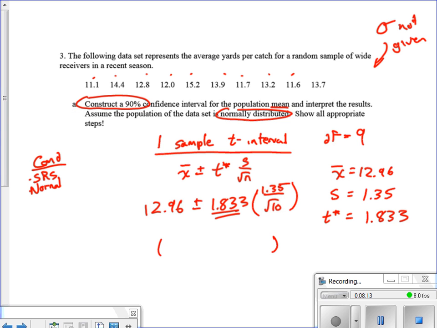We'll let the calculator do that work for us. We called it a one sample t interval for a reason. And that interval is 12.18 to 13.74. So I am 90% confident.